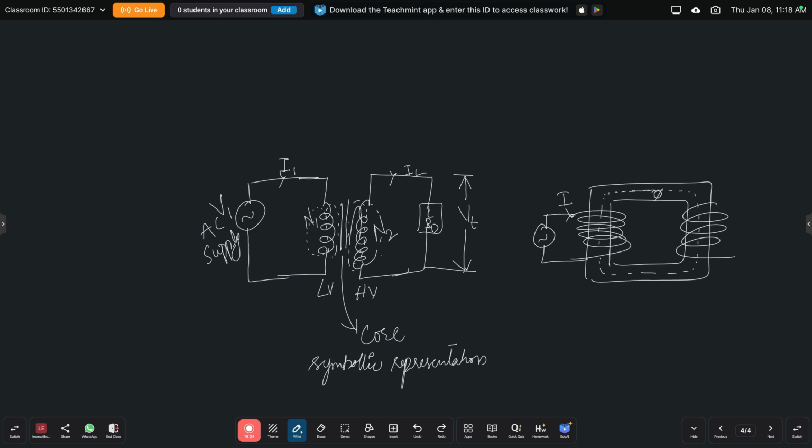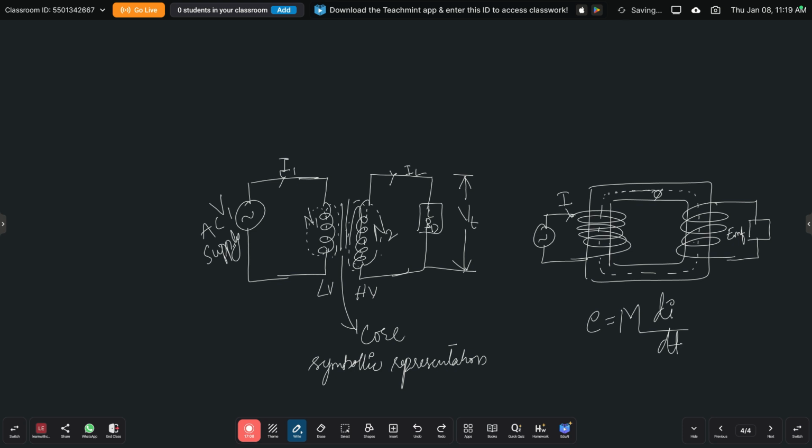Thus an alternating flux links with the secondary winding. According to Faraday's laws of electromagnetic induction, a mutually induced EMF gets developed in the secondary winding. Based on electromagnetic induction, the load is connected to the secondary winding and the EMF drives a current through it, that is E is equal to M di by dt.